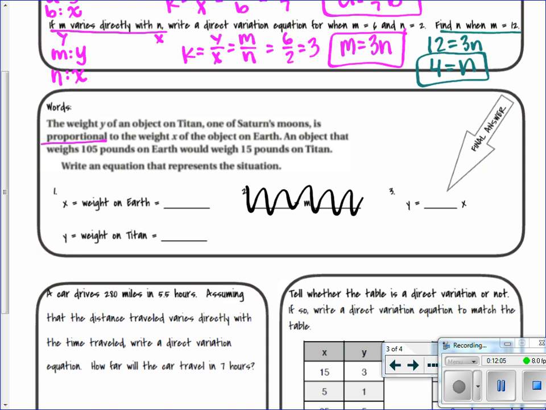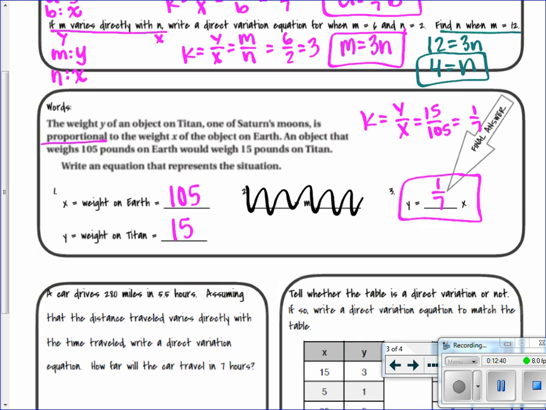So what did they say the Earth weight was? 105, and the Titan weight is 15. They said also that x is your Earth weight and y is your Titan weight. So to get your k value, it's always y over x. What would it be for this one? 15 over 105, and that can simplify to be 1/7, which means we found the k value, which means when it wants you to write an equation, we're done. y equals 1/7 x.